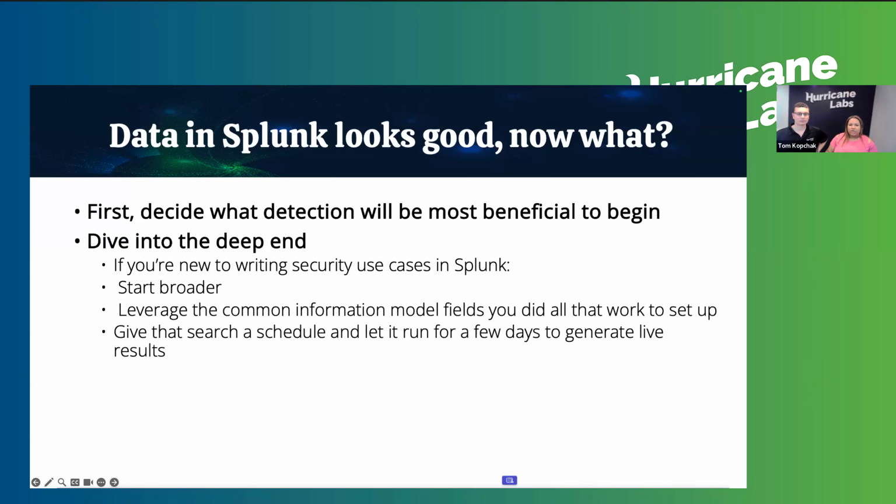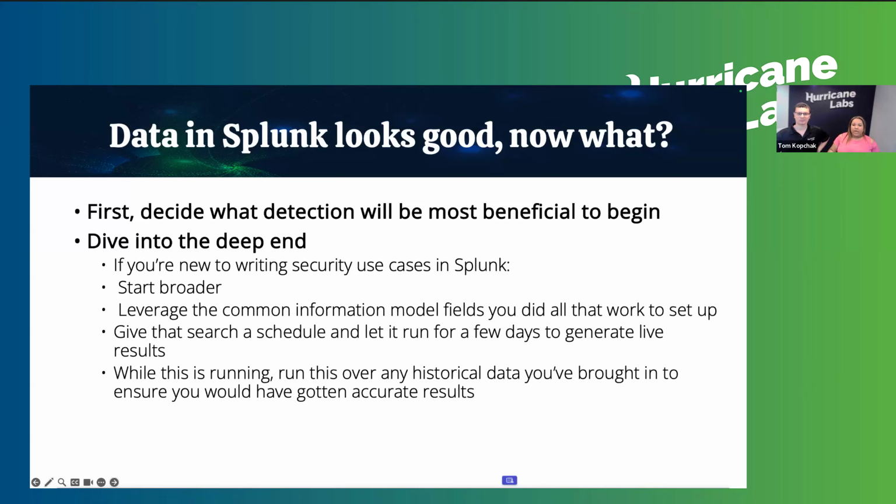And then next thing you're going to do is give that search a nice simple schedule, let it run for a couple days to start generating some live results. While this is running, you're also going to pop open a new tab and take a look at any historical data that you've brought in to ensure that you would have gotten accurate results over the last 30, 60, 90 days, if you've either already had that data in or whatever you were able to pull from a product, to make sure that if you had something running historically, it would have given you those same accurate results that you're looking for now.